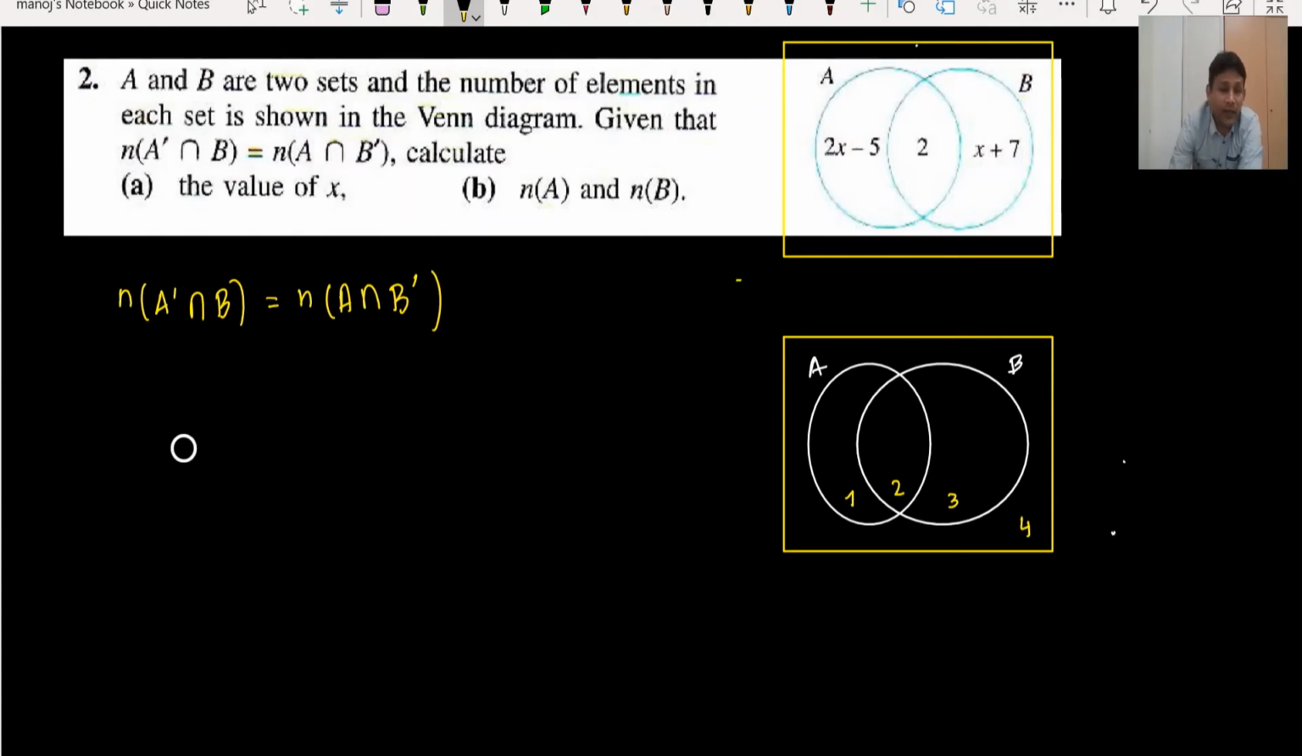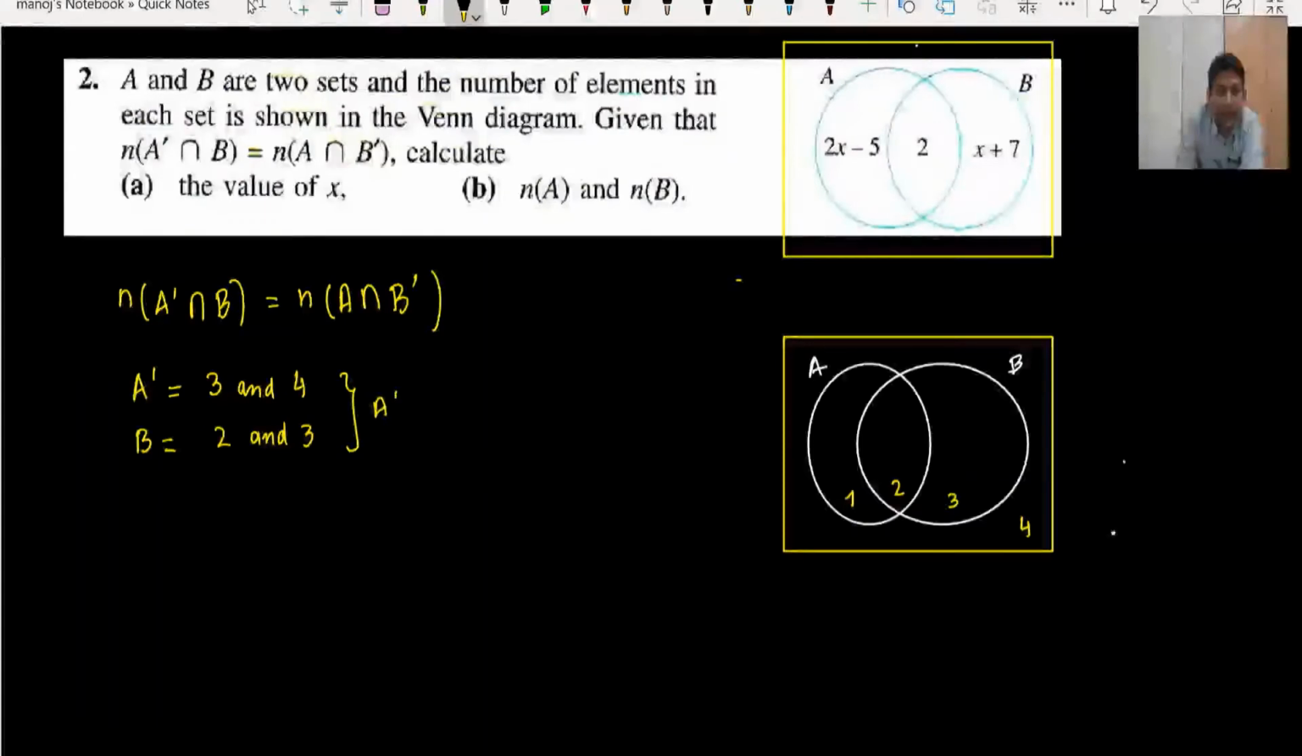What I have to do, maybe it will be clear because I want to explain it to you. A complement, which areas are there? A complement means 3 and 4. B is 2 and 3. Okay, good. And what we need is the intersection.